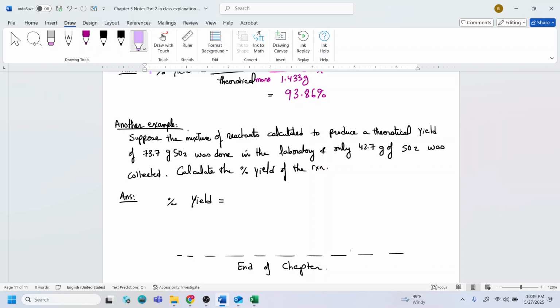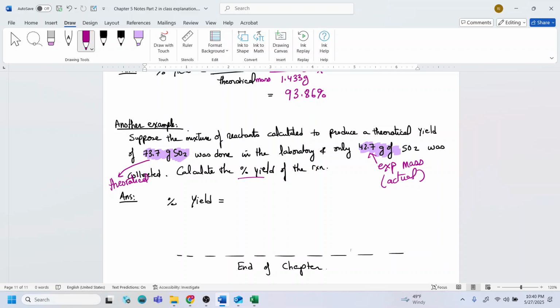Another example, you are given a theoretical yield of 73.7 grams of SO2. It was done in the lab, and only that much was collected. So this is the experimental part. This is the experimental mass, which is the actual mass in there. So this one is the actual, since we're using the word actual. And this one over here is going to be the theoretical. Okay, this one is going to be the theoretical yield or the theoretical mass.